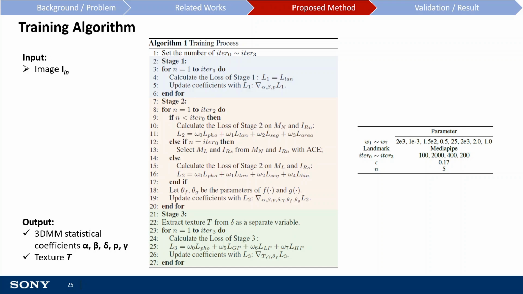In the final stage, texture T is extracted from delta as a separate variable by optimizing photometric, global prior, local prior, and human prior losses. The hyperparameters for the program are given on the right.